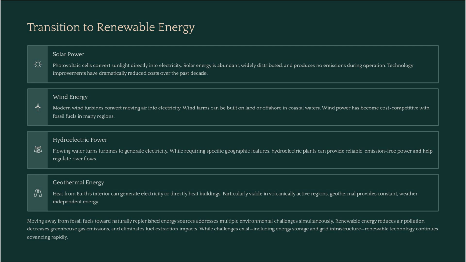One of the most important transitions humanity can make is switching to renewable energy sources. Instead of burning fossil fuels, we can tap into the endless, clean power of the sun, the wind, or geothermal heat from deep inside the earth. Generating power this way eliminates the air pollution and greenhouse gas emissions associated with coal and oil, making a huge positive impact on the atmosphere and climate.